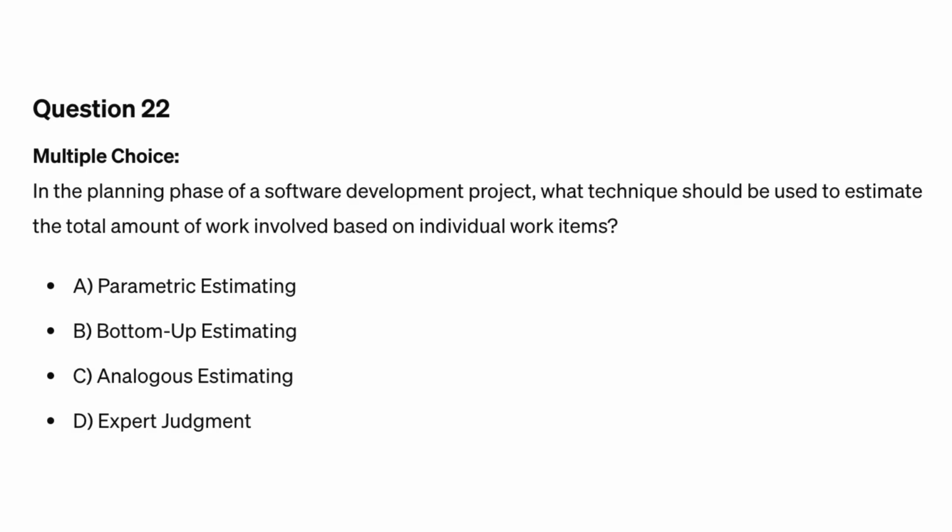Question 22. In the planning phase of a software development project, what techniques should be used to estimate the total amount of work involved based on individual work items? A. Parametric estimating. B. Bottom-up estimating. C. Analogous estimating. D. Expert judgment.